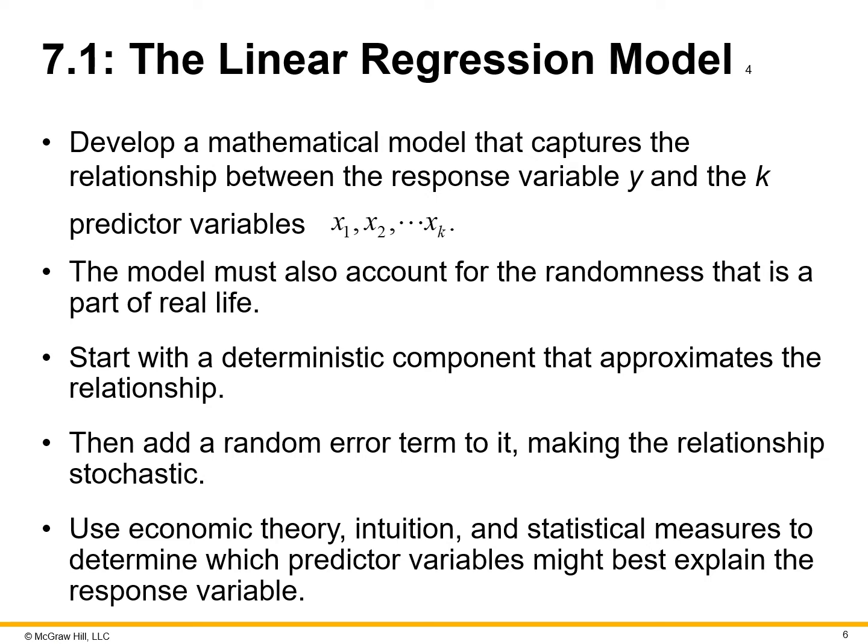You start with a deterministic component that approximates the relationships. It gives you a likelihood, a relationship match of some kind of percentile or percent of likelihood. Then add a random error term to it, making the relationship stochastic. Use economic theory, intuition, and statistical measures to determine which predictor variables might best explain the response variable.